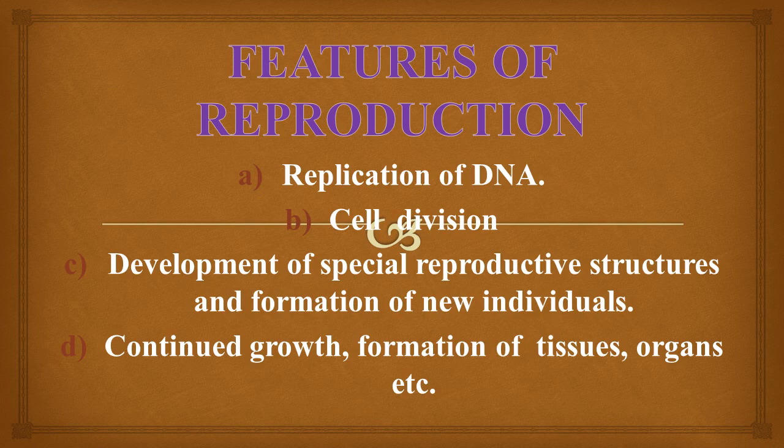Replication is nothing but duplication. What is the meaning of duplication? Making one more copy of the DNA. That is called the replication of DNA. So that is one of the important features we see in reproduction. The next important feature of reproduction is that it undergoes cell division. So reproduction taking place means the cell is going to be divided. When the cell increases its number, when the cell starts to multiply, it undergoes a process called reproduction.